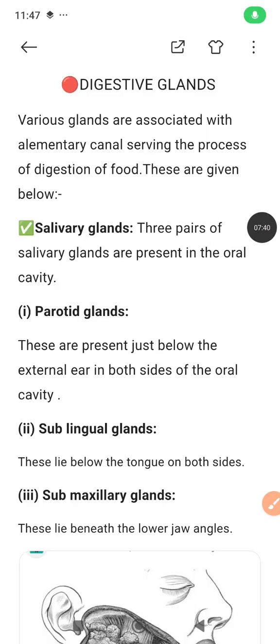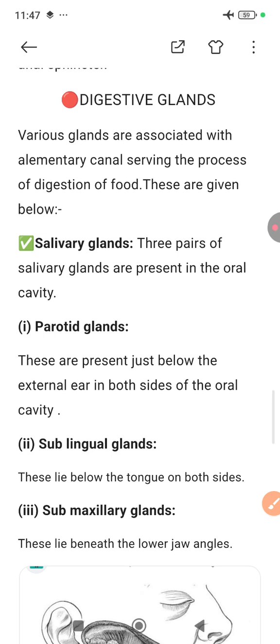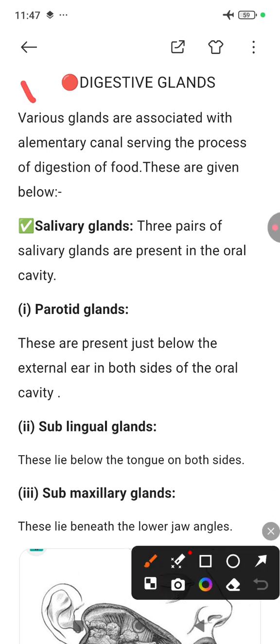Now I am going to discuss the second portion of the human digestive system, that means the digestive glands. Various glands are associated with the alimentary canal, serving the process of digestion of food. First one is the salivary glands. Three pairs of salivary glands are present in the oral cavity.